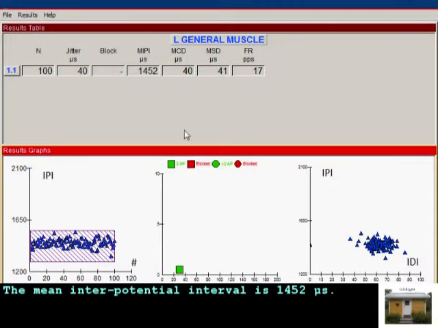The mean interpotential interval is 1452 microseconds. The MCD is 40 and MSD is 41 microseconds. The jitter is recorded as 40 microseconds, which is the MCD value.